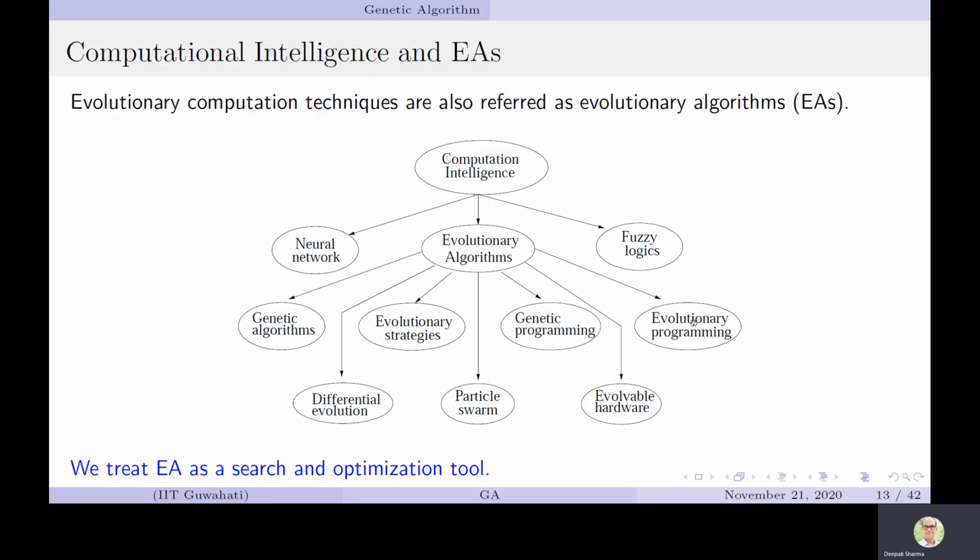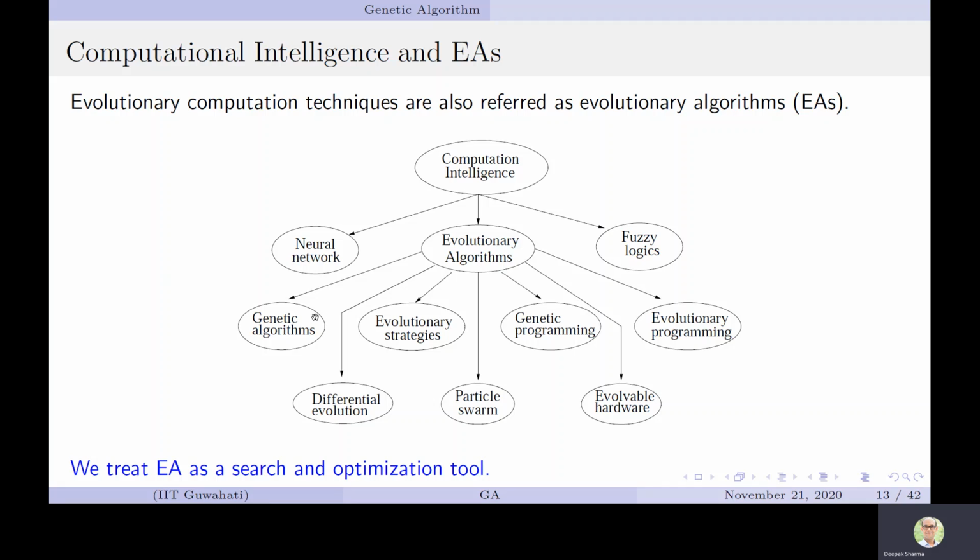Since we are learning about the genetic algorithm, let us understand where this genetic algorithm comes. The evolutionary computation technique or evolutionary algorithm is referred to as EA. On the top of the umbrella, we have computational intelligence, and then we have neural network, evolutionary algorithm, and fuzzy logic. Neural network is a part of machine learning where we have a set of data and we predict what can happen in future. Evolutionary algorithms are used for optimization. Fuzzy logic is used to represent the uncertain parameters in our system.